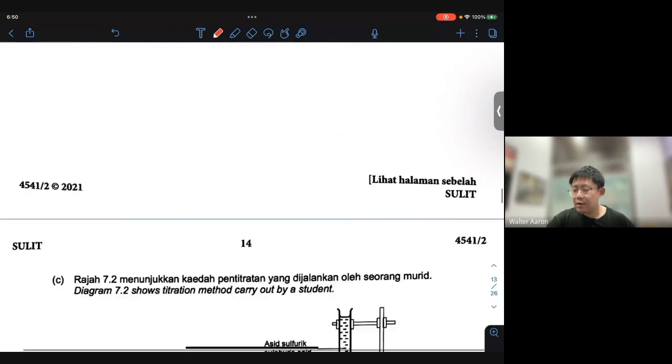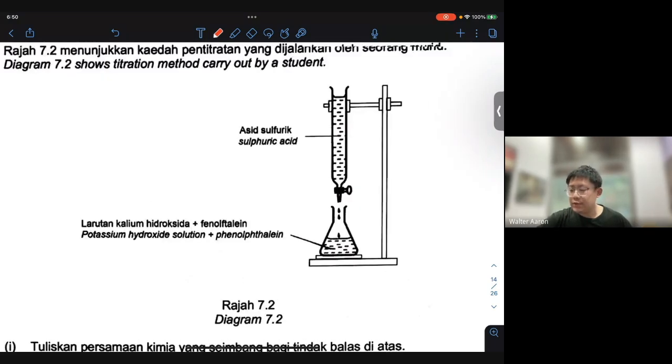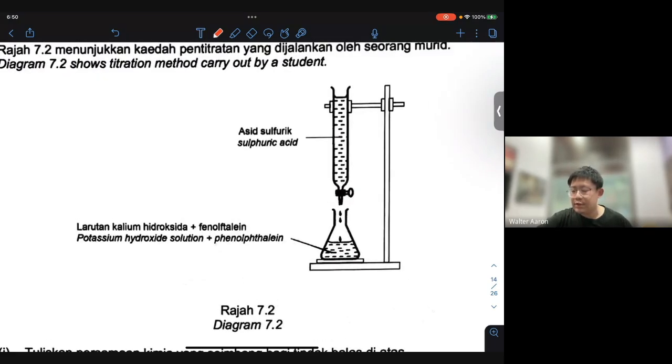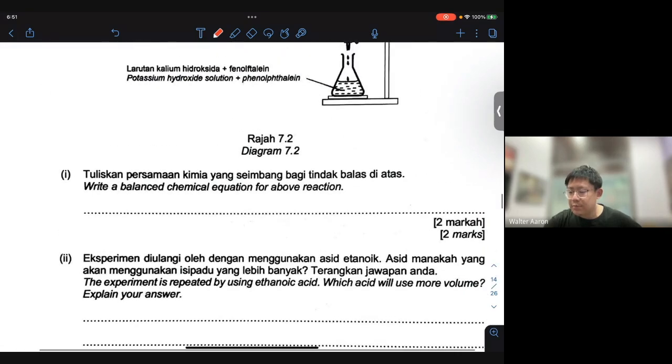Okay. Right. Let's go to C. Diagram 7.2 shows the titration method carried out by a student. So this is a titration between sulfuric acid and potassium hydroxide solution with a little bit of phenolphthalein indicator added. Write a balanced chemical equation for the reaction above.